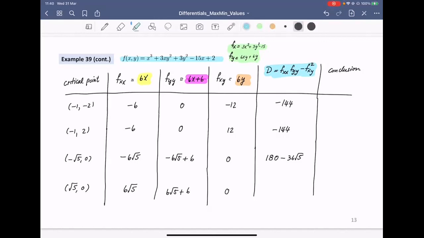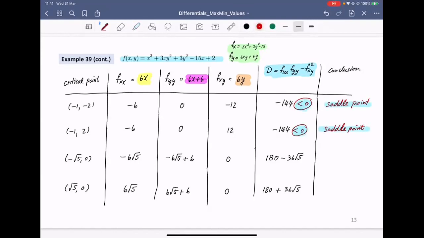All right, next you have this, multiply this, and then minus this thing square. So this is going to be 180 plus 36 square root 5. Wow, you get everything already. So now you can see that this is less than 0. So this is a saddle point, right? Every time you get less than 0, this is a saddle point for sure. So the two critical points here give you saddle points.